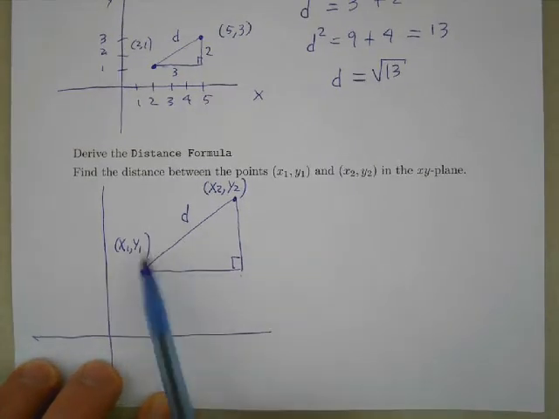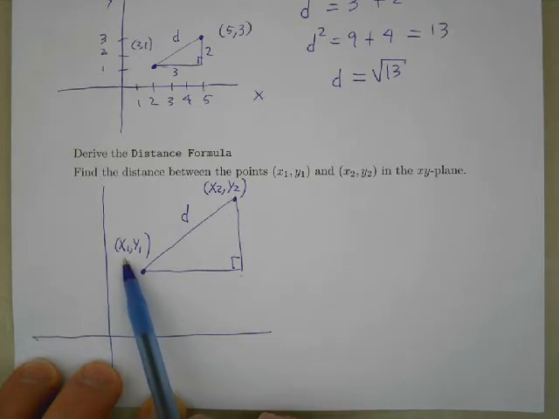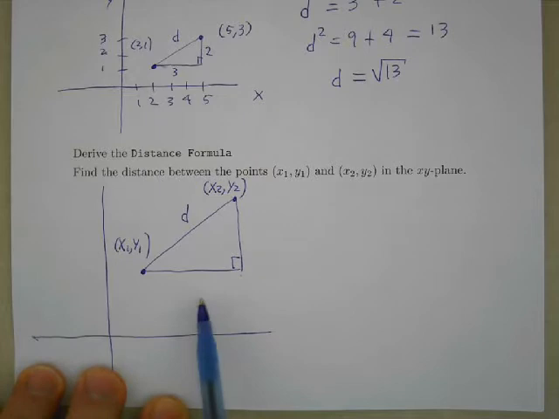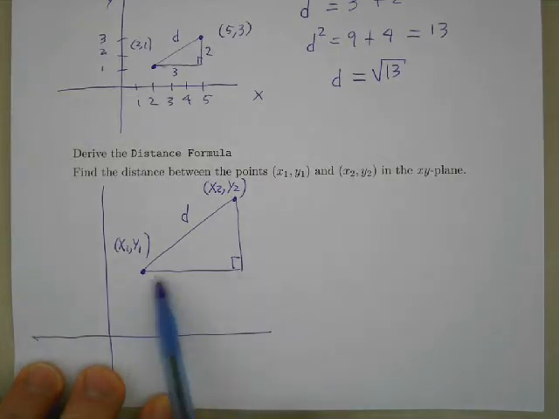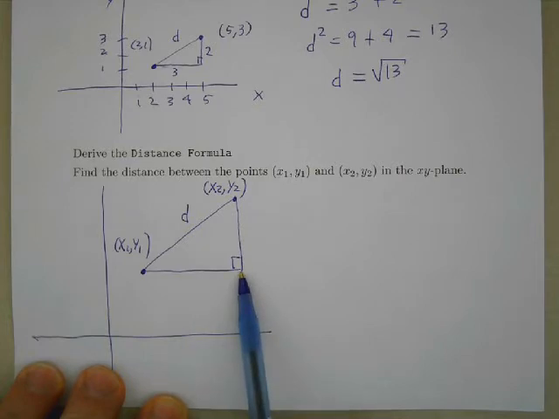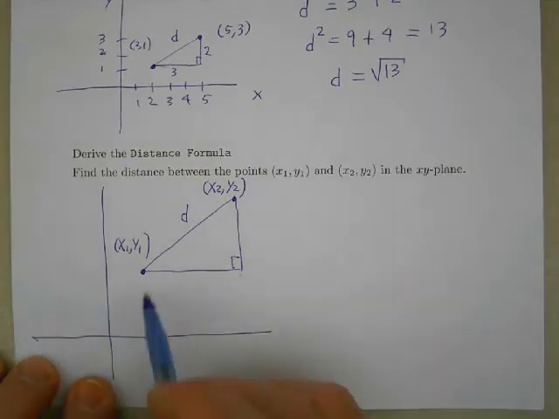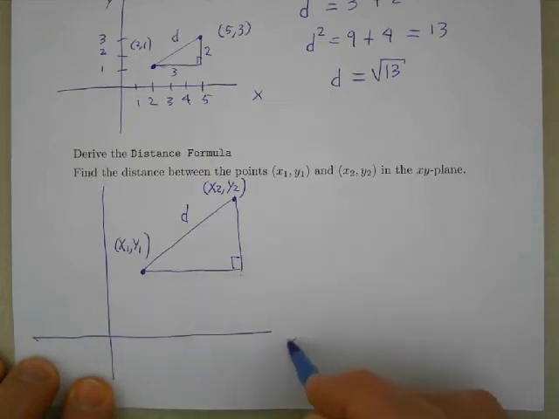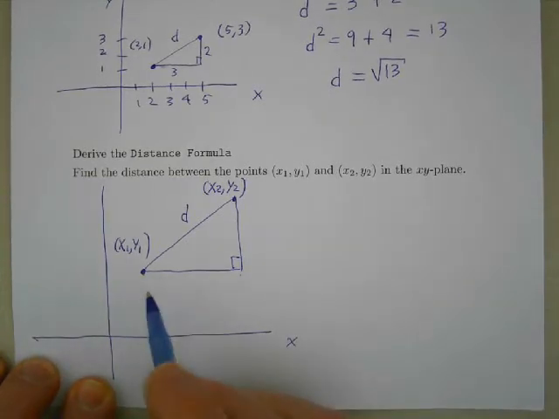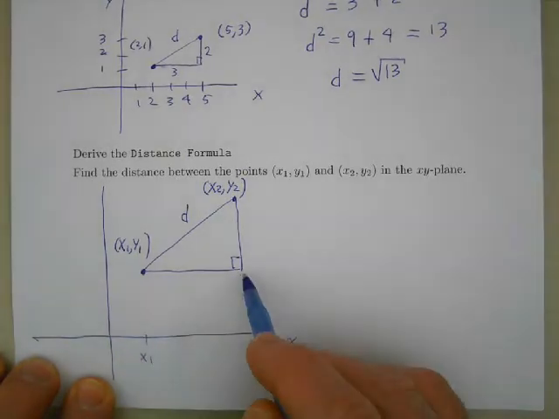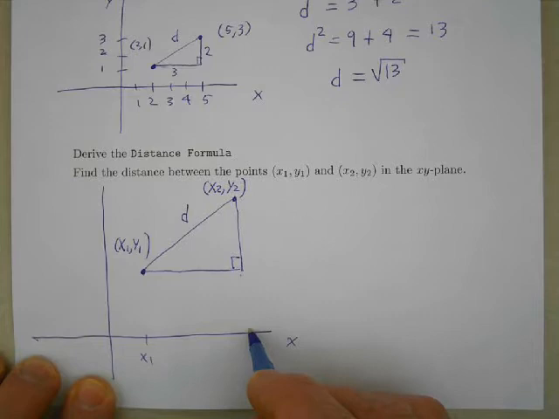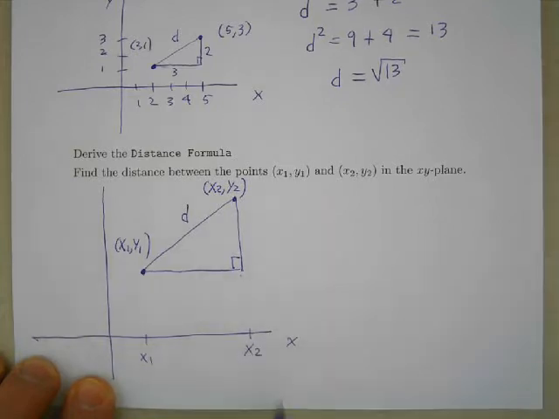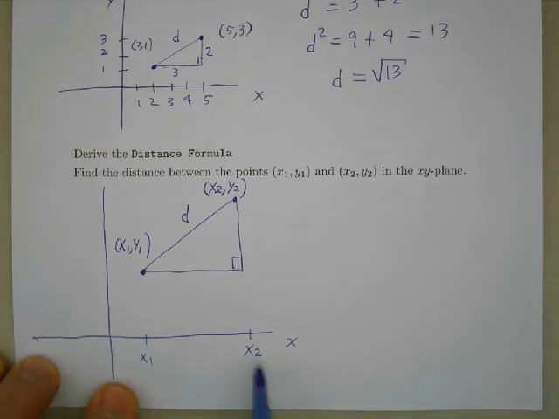And then, since we're not using actual numbers, we're just using letters that represent numbers, it might be a little more challenging to write down what the length of this horizontal side is. But this is parallel to the x-axis, and the x-coordinate of this point is x1. The x-coordinate of that point is x2. And so the distance from x1 to x2 is the same as the length of this horizontal side of the triangle.